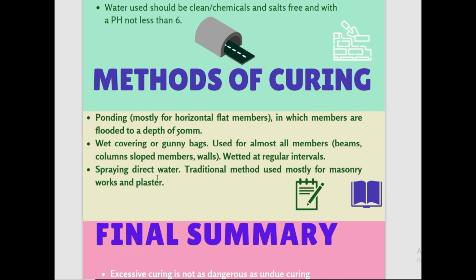And then lastly, we have spraying direct water onto it, which is the traditional method used mostly for masonry works and plaster. And these are the three most widely used methods of curing. And then we even have the expensive, uneconomical ones, for example, different admixtures or different chemicals which are used for curing. But these three are the most widely used ones.